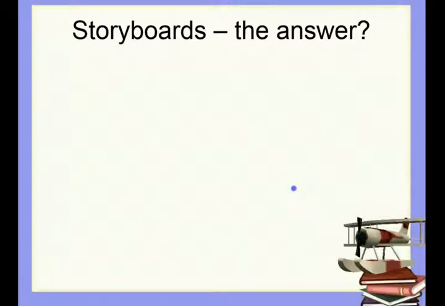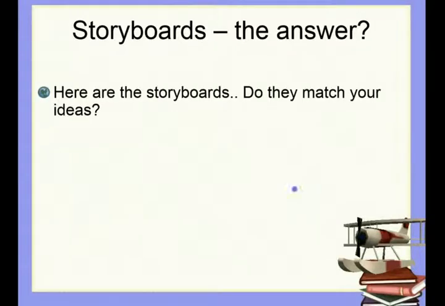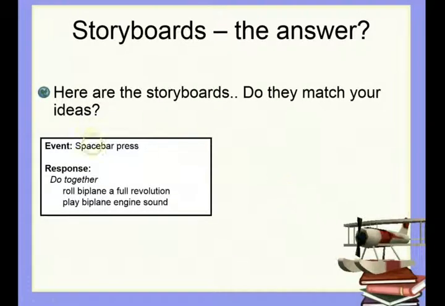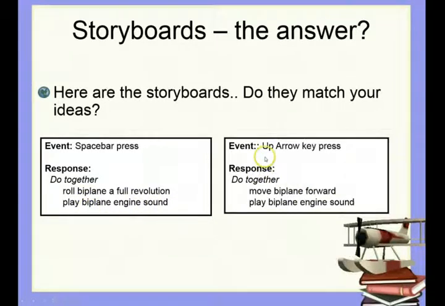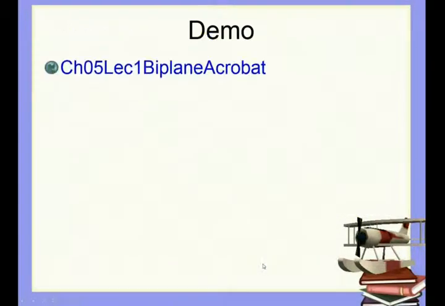Okay, welcome back. Do you have the answer? Let's see what I came up with and if this matches what you did. So I said when you press the space bar, that's going to both roll the biplane a full revolution and, you might not have thought about this, and that's okay, also play an engine sound. And then the up arrow key press is going to move the biplane forward and also make a sound. So let me show you what that looks like.